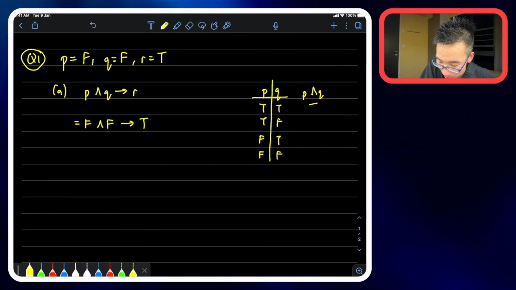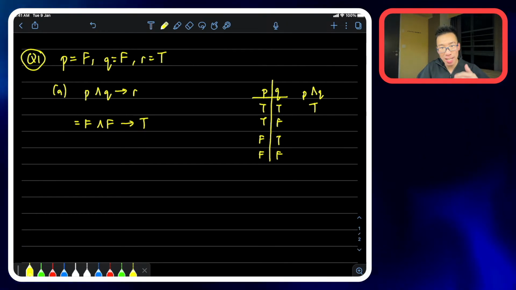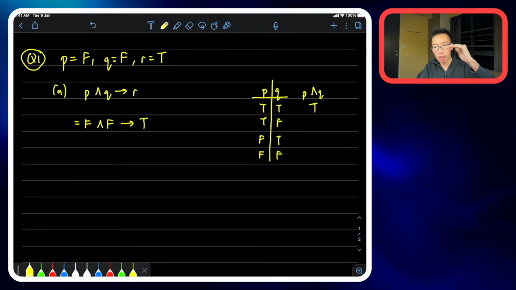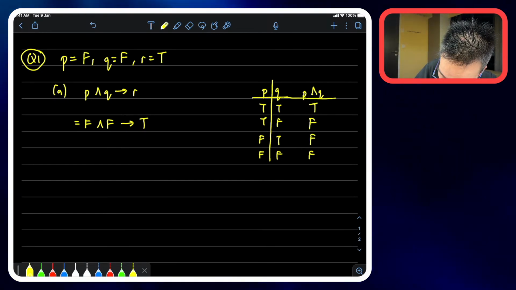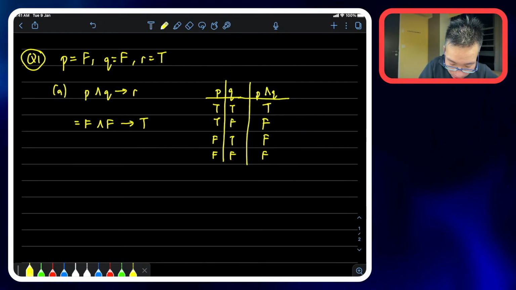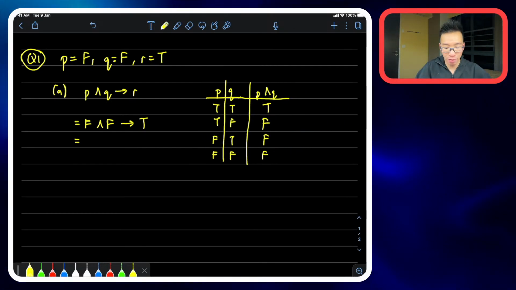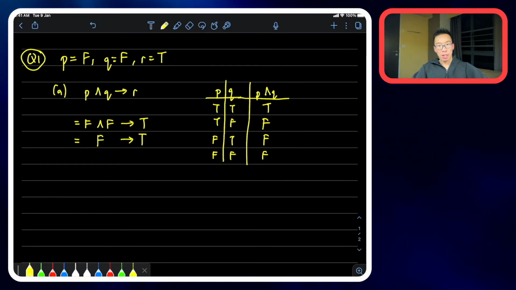The conjunction is true precisely when P and Q are both true, and it's false otherwise. It's a pretty strict operation. So we know that false and false will give us false. But that raises the question on the truth value of the implication.